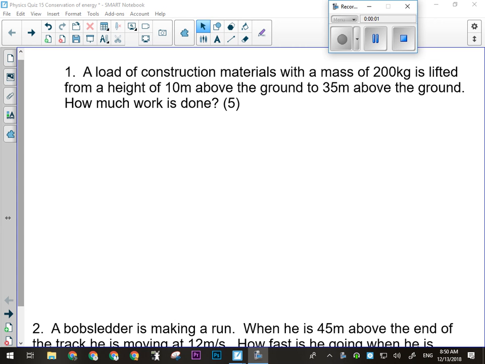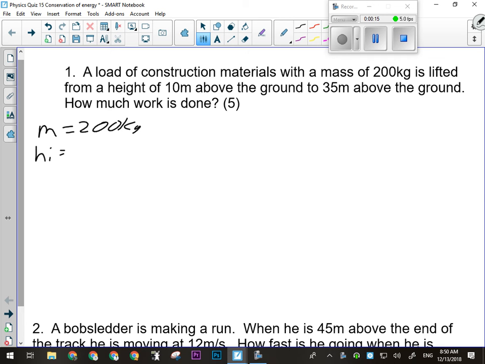All right, so for question number 1 here, we got a load of construction materials with a mass of 200 kilograms. So we know mass, 200 kilograms, okay? And we know that it's lifted from a height of 10 meters above the ground. So that's our initial height, to a height of 35 meters. Okay? We're looking for the amount of work that's done. All right, 1 mark for givens.